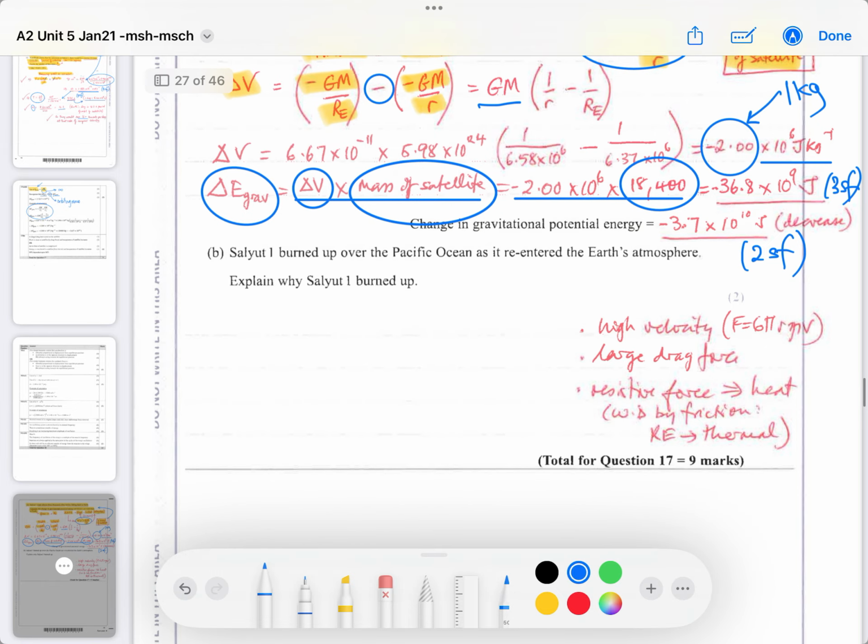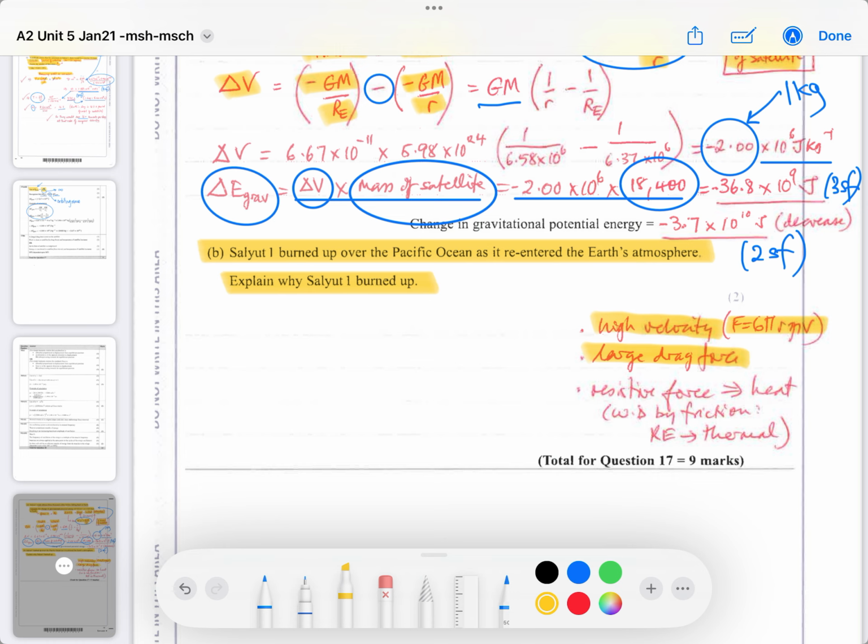Okay, now the final part of this question and this video is part B. Salyut burned up over the Pacific Ocean as it entered the Earth's atmosphere. So you've got to explain why it burned up. So this is not mathematical, this is qualitative. Well, it reaches a high velocity. And high velocity, as you know from year 12, F equals 6 pi r eta v, if it was spherical, you could work out exactly what the drag force was. So it's going to create a large drag force because it's moving so fast.